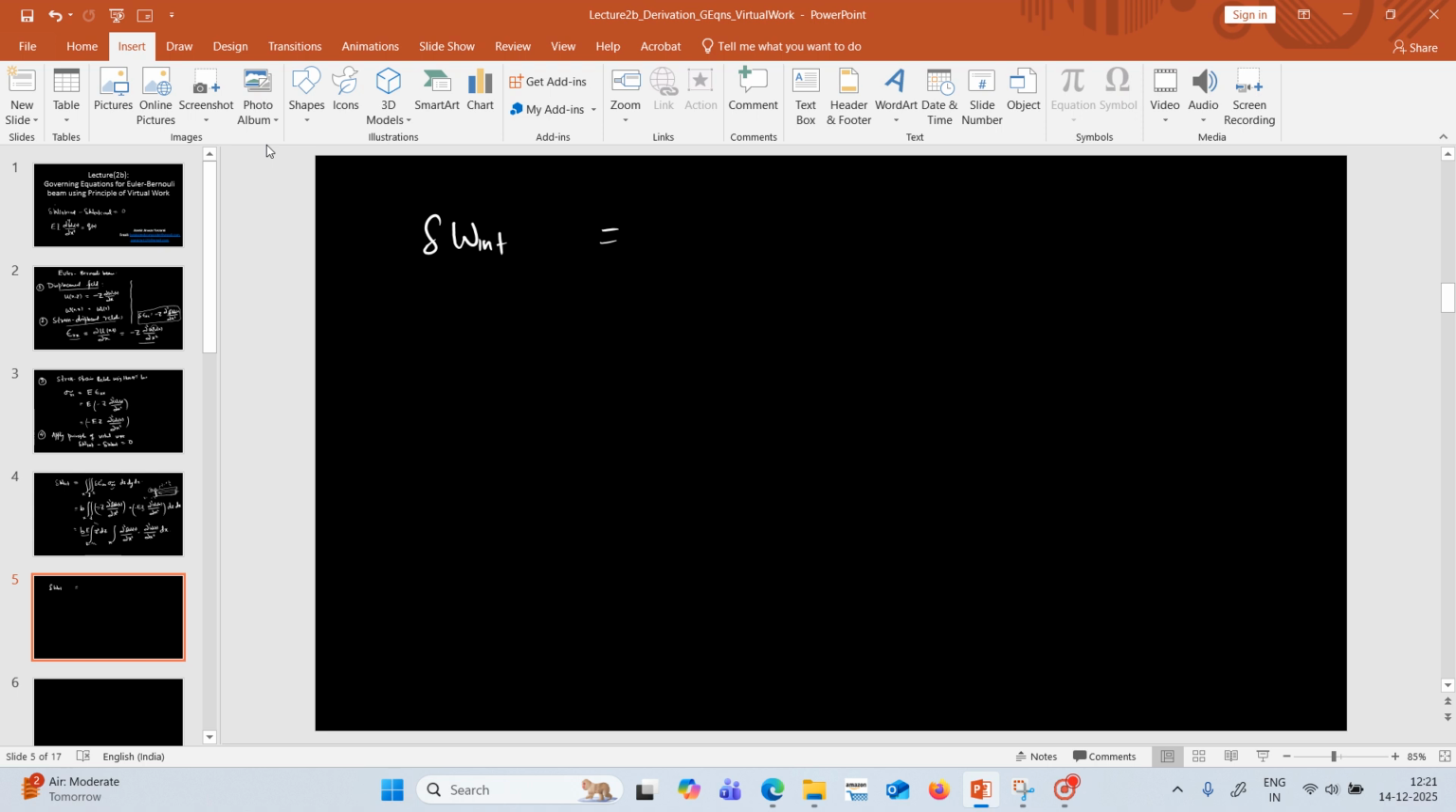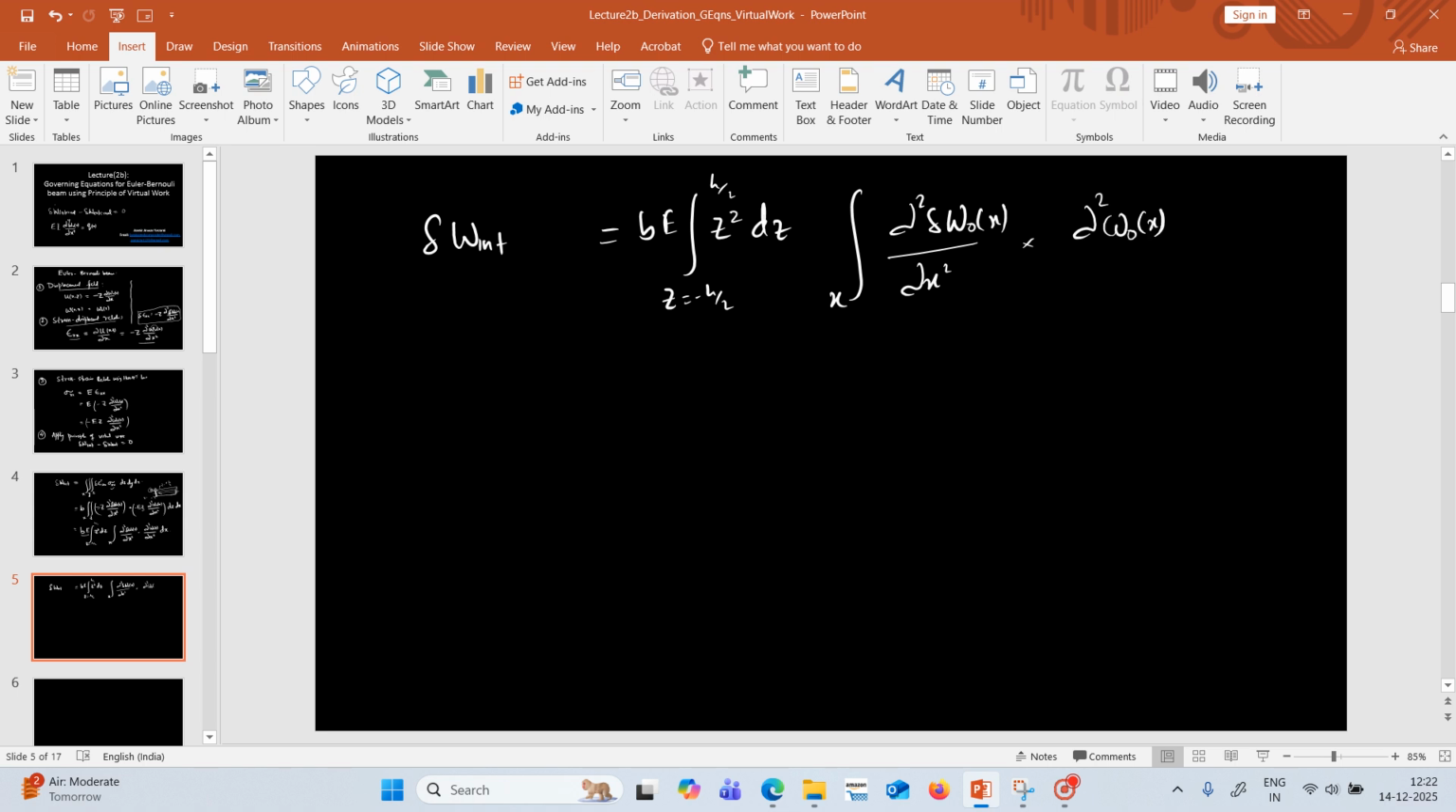We will write it again. What is that? Integration over z from minus h by 2 to plus h by 2 of b into E z square dz, and then the integration only over x, that is del 2 delta w naught of x by del x square, times del 2 w naught of x by del x square, dx.